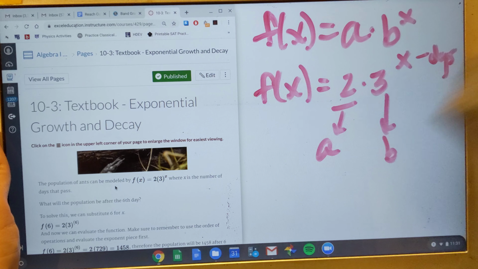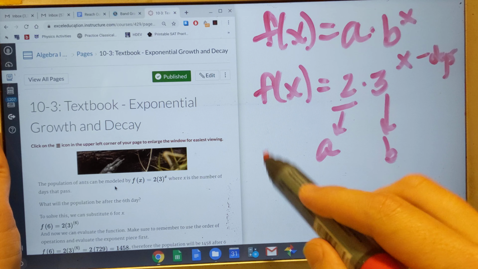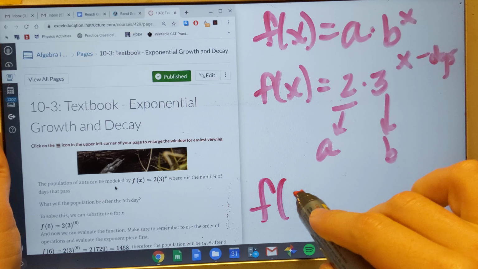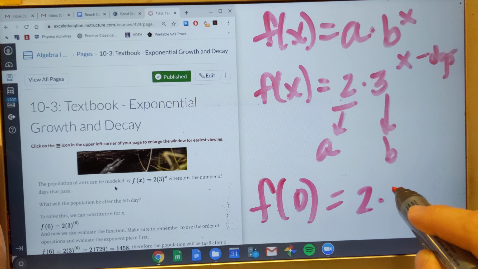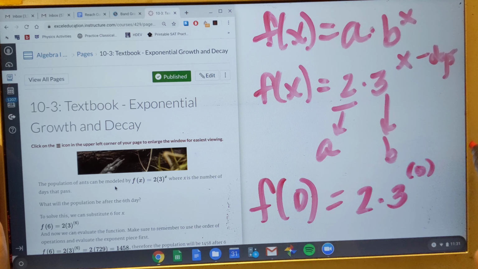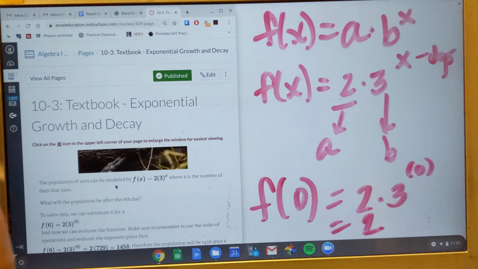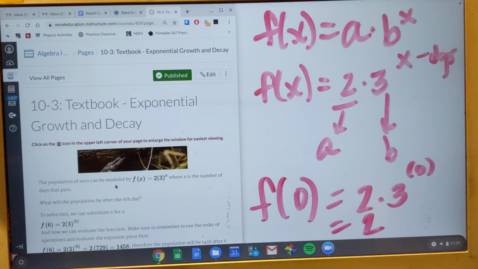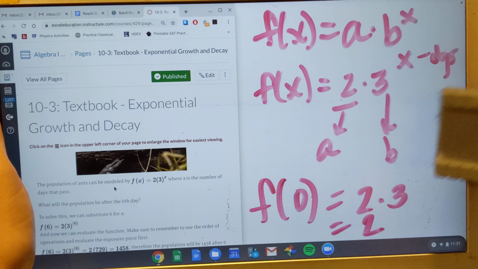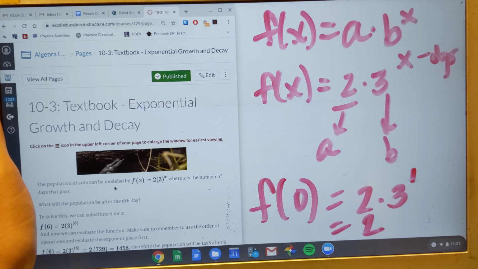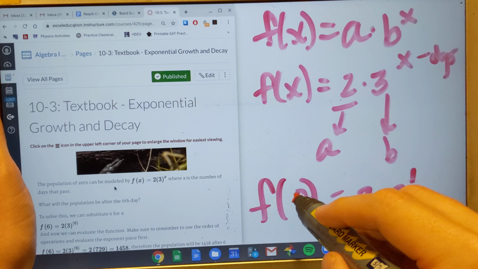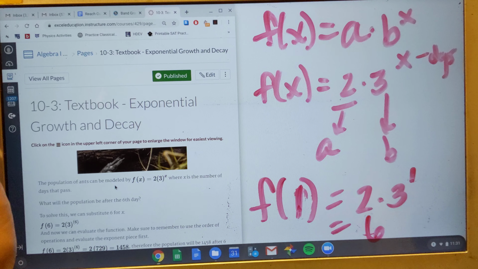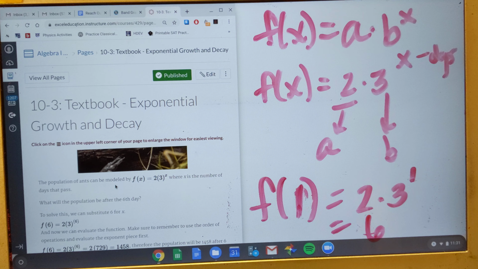Let's do one that really makes sense so you can really see. So what happens at day 0? How many ants do we have? Let's play around with that. So 2 times 3 to the 0th power. And of course, anything to the 0th power is just 1. So on the 0th day, we have 2 ants. So that means this population is starting with 2 ants. And then how about on the first day? How many ants do we get? This would be 2 times 3. So on the first day, we get 6 ants. So we went from 2 ants to 6 ants.